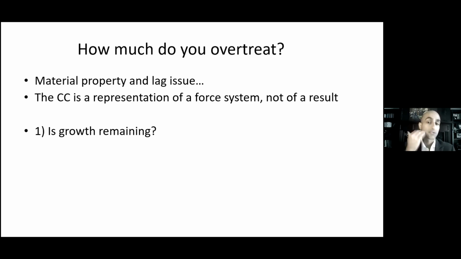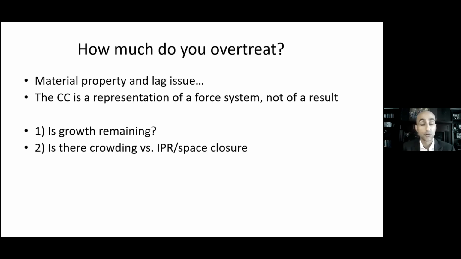So there's compensatory eruption. So it's easier to open the vertical, so you may need less overcorrection. Is there crowding versus space closure IPR need? Remember, if there's crowding and I'm proclining teeth, the teeth want to intrude naturally. So I'm going to overtreat less. But if I'm closing space during treatment, I have to overtreat much more.